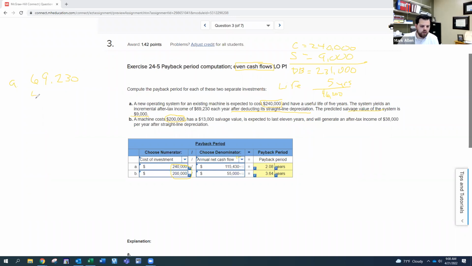Add that over here, 46,200. And when you do 69,230 plus 46,200, you will come out to 115,430, which is what we should come out to right there. But that's how you do it.